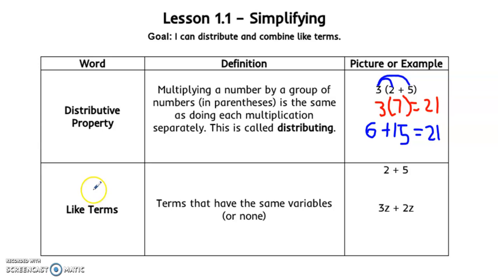Like terms are terms that have the same variables or that don't have any variables. For instance, this problem right here, 3z plus 2z, because the letter at the end is the same, that means that these are like terms. And these are the same because they don't have any variables or any letters at the end of them.